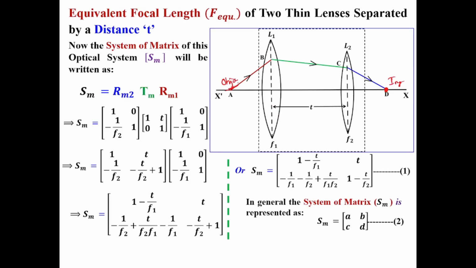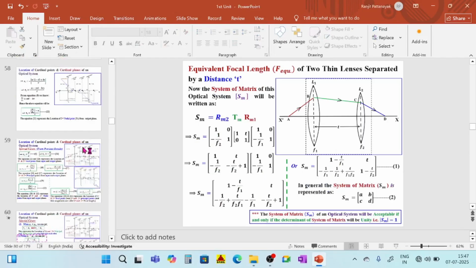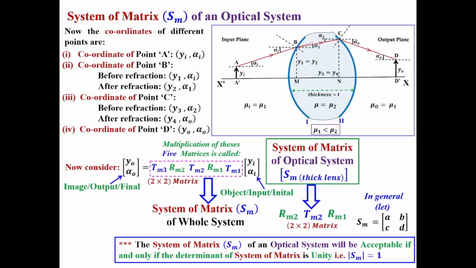You may remember when we discussed the system matrix in general. If you have seen that video, good; if you have not seen it, go and watch that video. Here I'm going to show you that slide. Here, the system matrix acts as an operator. If we have the initial or object information, then we can find the image information by using the system matrix.